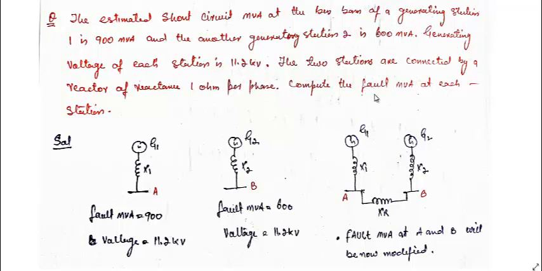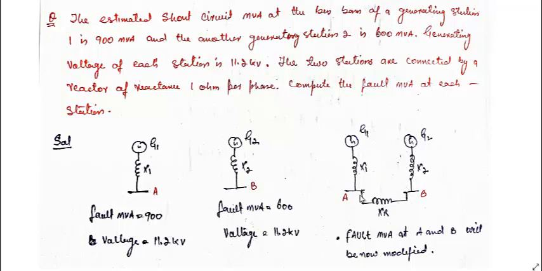The two stations are connected by a reactor of reactance 1 ohm, so these two are put together and connected like this. XR is the reactance of 1 ohm per phase. Compute the fault MVA at each station. That means we have to calculate the fault MVA at point A and point B after connecting. Individually, the fault MVA at point A is 900 MVA and at point B is 600 MVA, but it will definitely change as per the impedance.